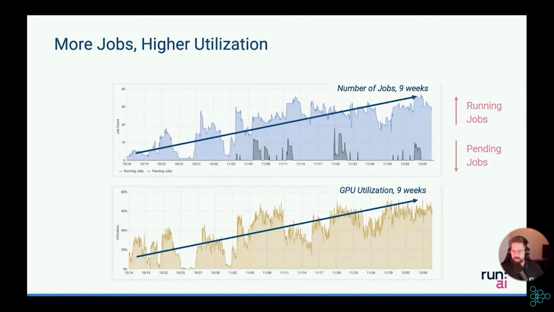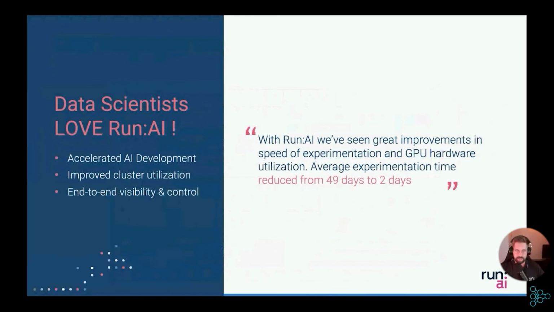And there's a reason that data scientists love Run AI. They can offer accelerated AI development. We can improve cluster utilization. We can improve end-to-end cluster visibility and control. And this is a quote from one of our customers. They've seen great improvements. And I think this is the most important part. They went from an average experimentation time of 49 days all the way down to 2 days. So you can see why data scientists love using Run AI as their workload orchestration platform.